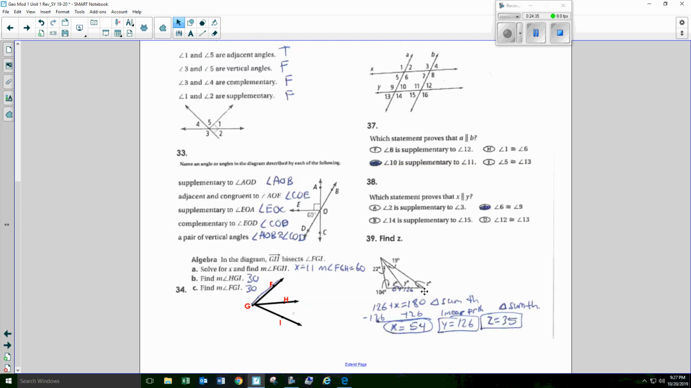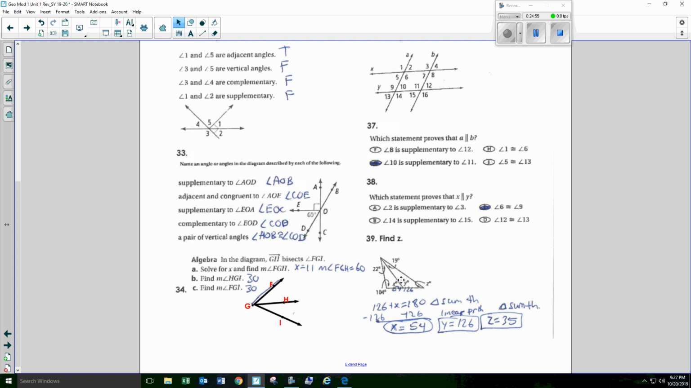All right, 39. Okay, we have two triangles connected here. 104, 22, 19. Solve for X, Y, and Z. Well, we have two of these three. So we can go ahead and solve for the third one there because all triangles add to 180, you get 54. These two form a linear pair, so 180 minus 54 is 126.